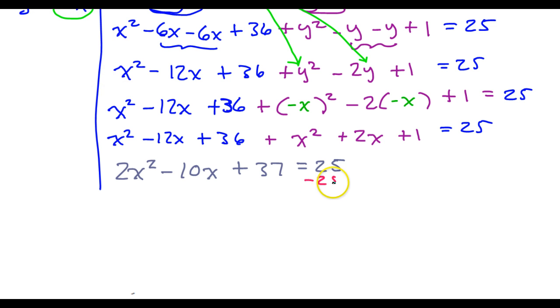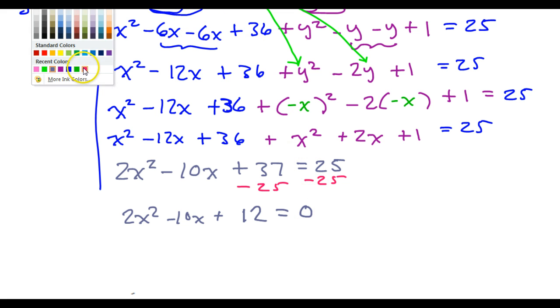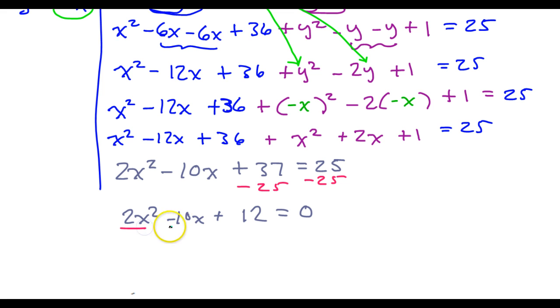So let's subtract 25 from both sides. So that's going to give me 2x squared minus 10x and then plus 12. Okay, so I have this. Once again, notice that all three of these are divisible by the same number. They're divisible by 2. So make your life easier and divide everything by 2.